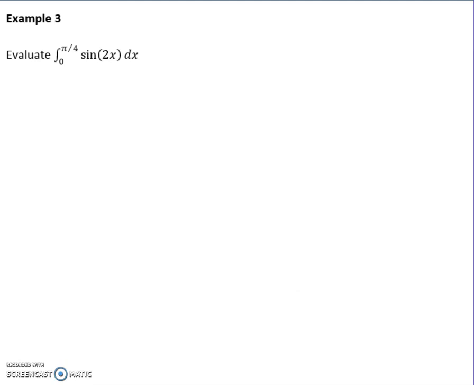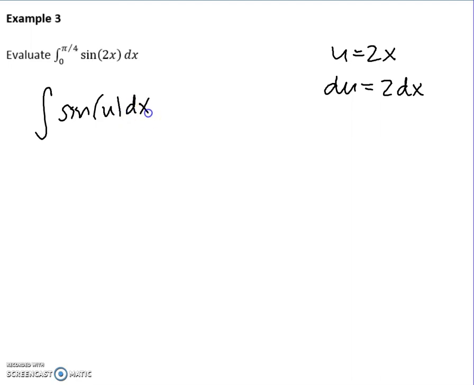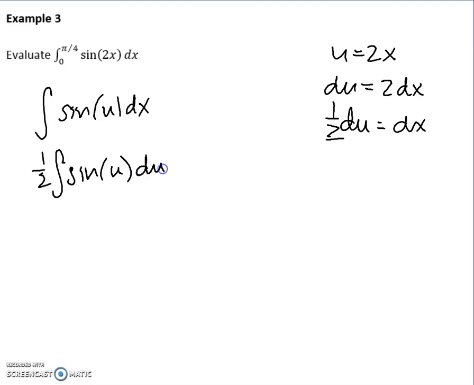Okay, in example 3, let's do it. I'm going to have to use my U-substitution. So here I go. My du is 2dx. If I go back to the problem, I'm going to leave these open for a second. I get sine of u dx, which means I'll need the 1/2 du. So I'm going to plug that in. I'll bring the 1/2 out. Integral sine u du.